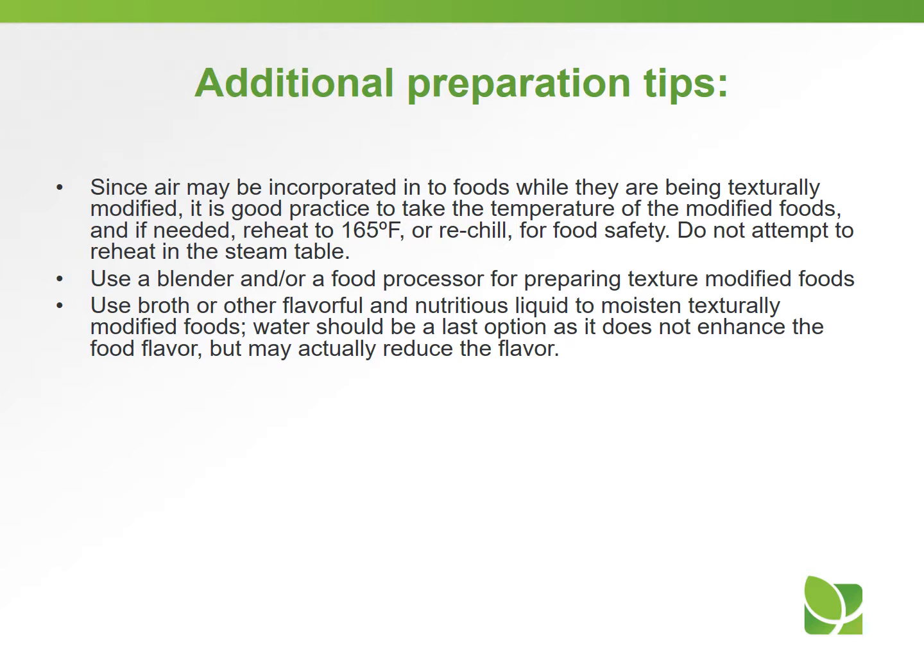Use a blender and/or food processor for preparing texture-modified foods. Use broth or other flavorful and nutritious liquid to moisten texturally modified foods. Water should be a last option as it does not enhance the food flavor, but may actually reduce the flavor.